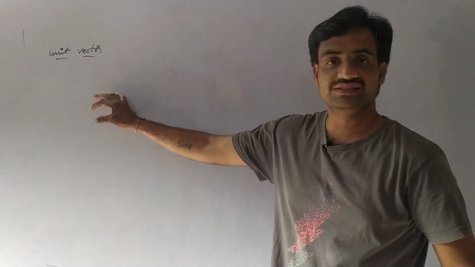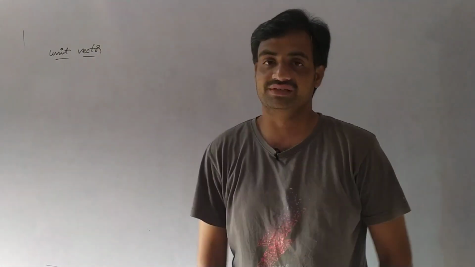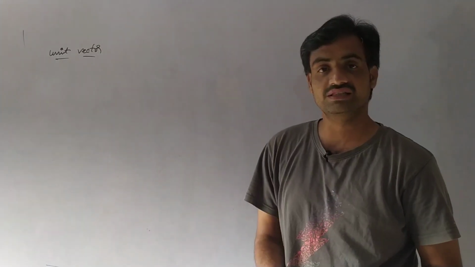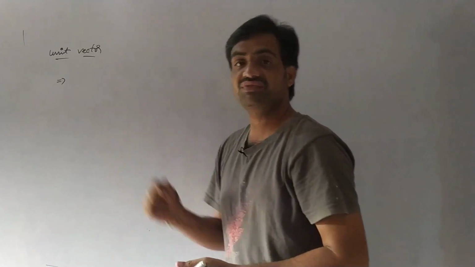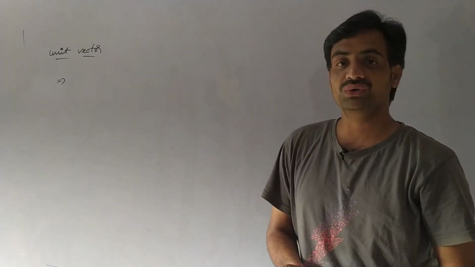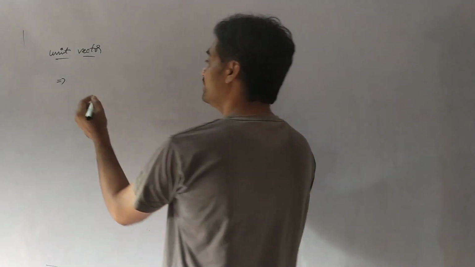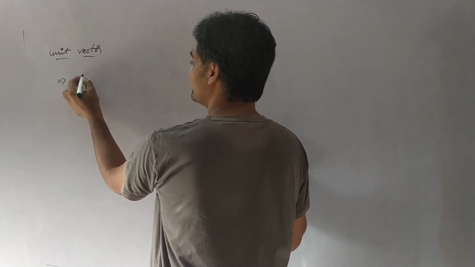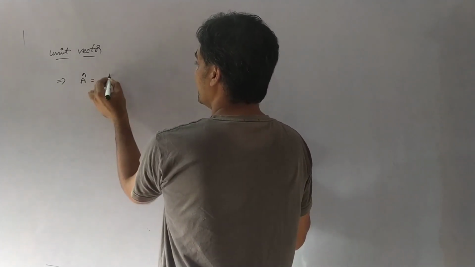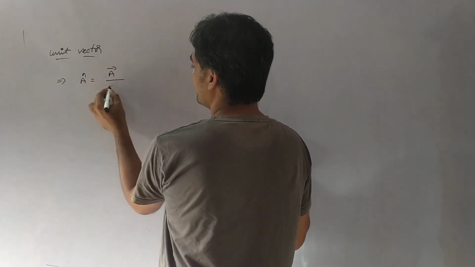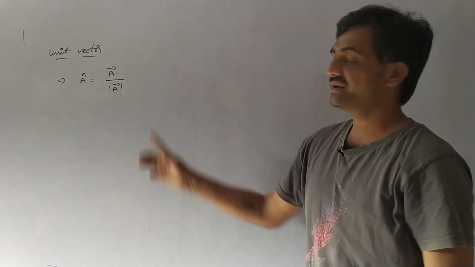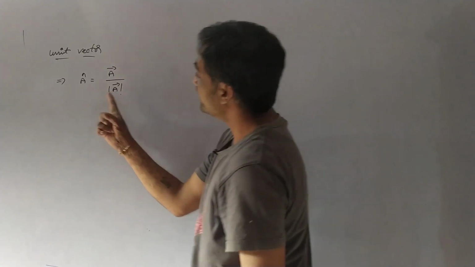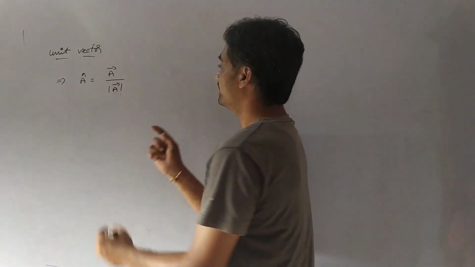Now we are going to discuss once again about a unit vector. We know that a unit vector is nothing but a vector which has a unit magnitude and a specific direction. This unit vector is represented as a cap equals a bar by mod of a bar, where a cap represents a unit vector.